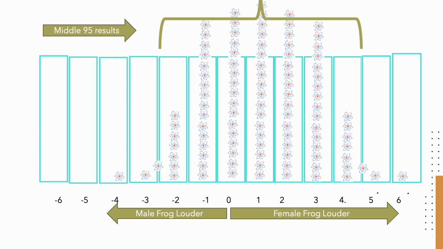So the population result could be that male frogs are louder than female frogs by 2 units. Male frogs are louder than female frogs by 1 unit. Male and female frogs are the same loudness. Female frogs are louder by 1 unit, 2 units, 3 units, or 4. All of those are possible population results. So I'm saying, hey, with this experiment, my experiment kind of sucks. I can't even tell you if male or female frogs are louder.